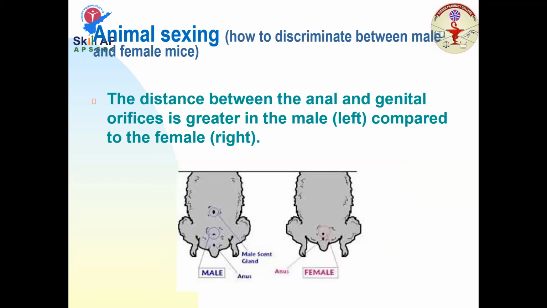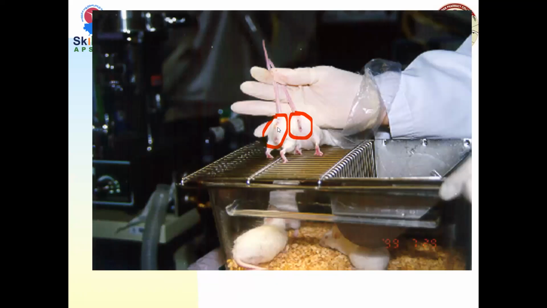So how do we differentiate between males and females? See here, the genitals. The distance between the genital orifice and the anal root is greater in males compared to females, whereas in females the distance is very small. So if there is more distance between the genital organs and the anus, it is a male. If it is less space, it is a female. See here, it is anal, it is genitals, it is male, whereas here the distance is very small.